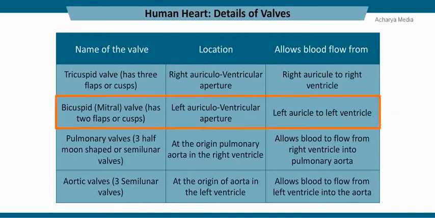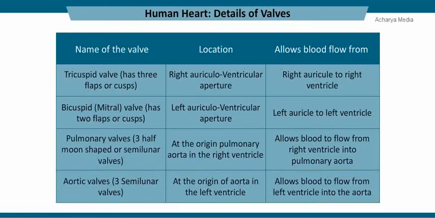Bicuspid valve, otherwise said to be mitral valve, has 2 flaps. It is located at left auriculoventricular aperture and directs the flow of blood from left auricle to left ventricle. Pulmonary valves or semilunar valves is moon-shaped and 3 in number. It is present at the origin of pulmonary aorta in the right ventricle. It allows blood to flow from right ventricle into pulmonary aorta.